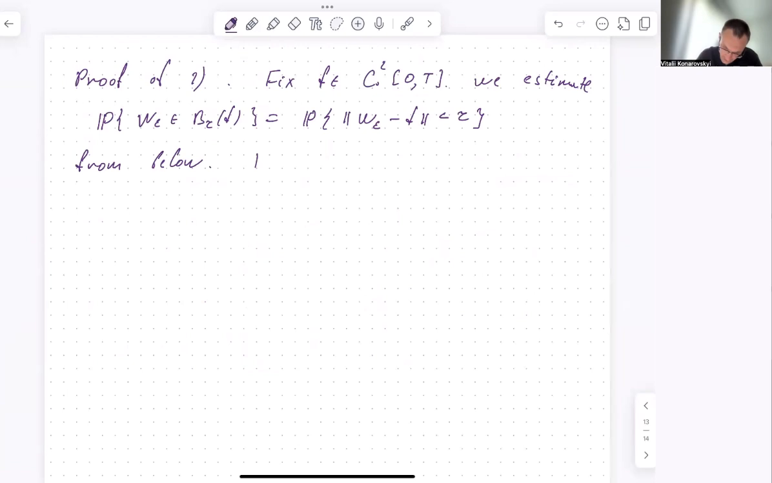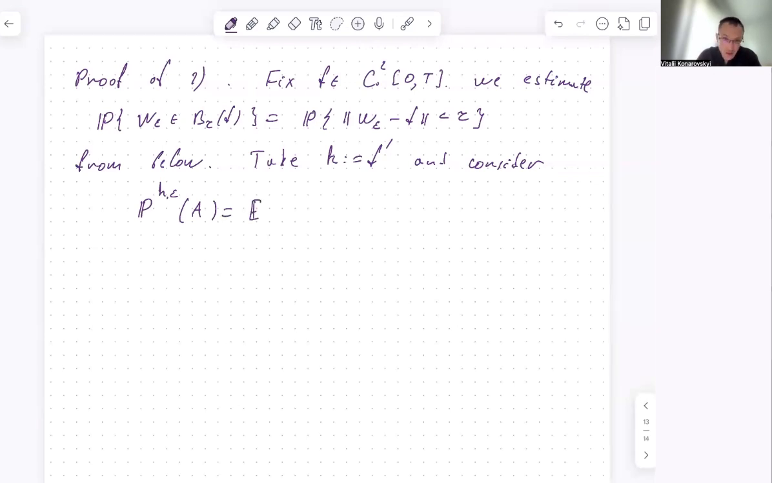Let's define h that is equal to f prime, and consider the following measure. We will denote it a little bit differently because it depends on h and also epsilon: P_h^epsilon of A is equal to the expectation of indicator A times e to the power integral from 0 to t of h(t) divided by epsilon dW^epsilon(t), and then minus epsilon squared, epsilon divided by 2.